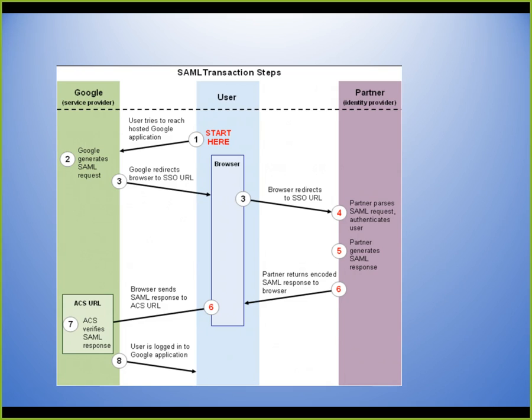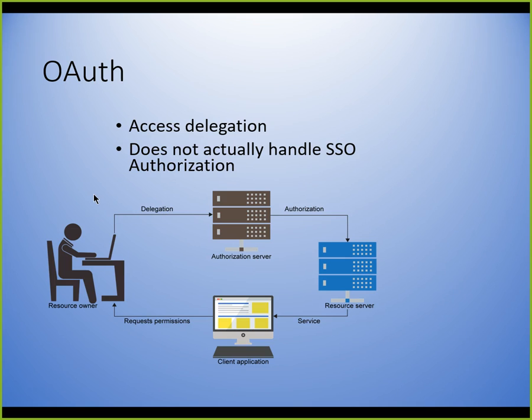The partner parses the SAML request, authenticates the user, generates the response, and sends the response. The partner returns the encoded response to the browser, and then the browser sends the response to the ACS URL, the services URL that we're trying to get to, and then the user is logged in to the Google application. So single sign-on, like a lot of the things that we've seen, has multiple players involved in it. There's lots of communication that takes place.